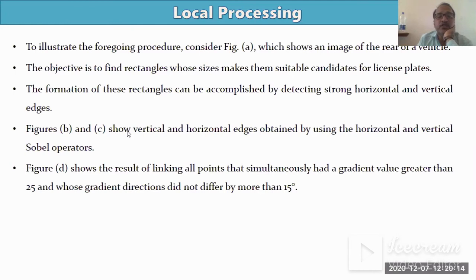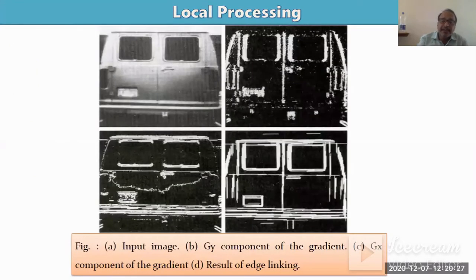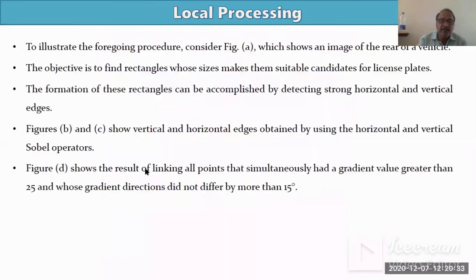So figures B and C show the vertical and horizontal edges obtained by using the horizontal and vertical Sobel operator. So by using the Sobel edge detection technique, these two lines will be detected, meaning g of x and g of y will be detected. Figure D shows the result of linking all the points that simultaneously have a gradient value greater than 25 and an angle less than 50.